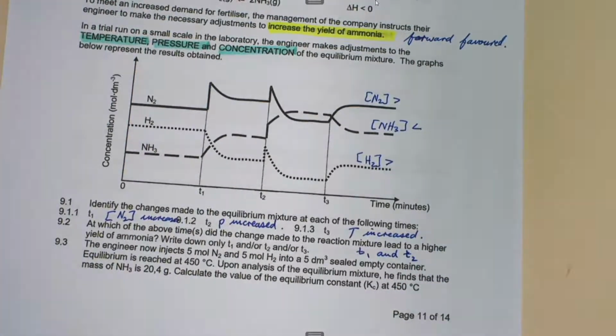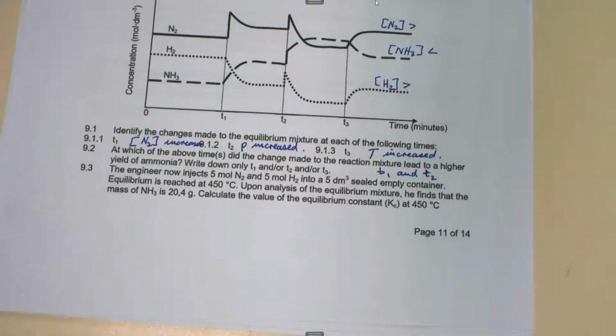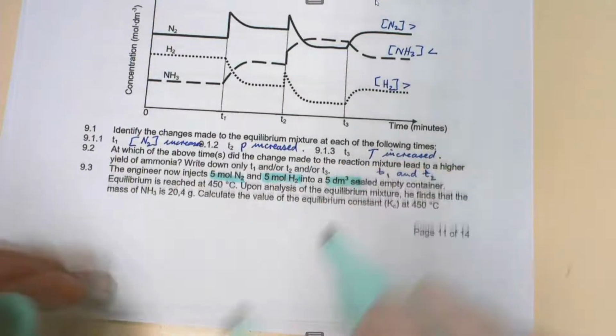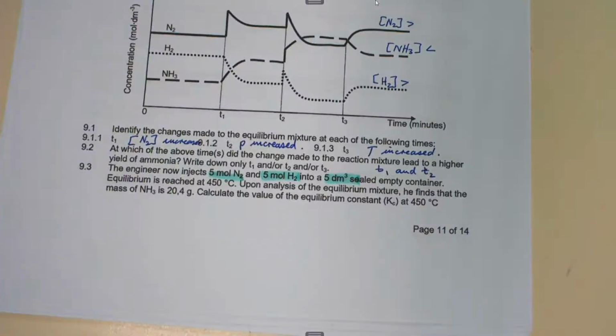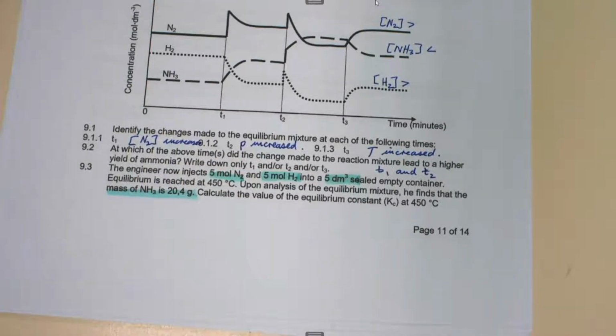And now, you will almost always get this question. It's a CAPS question. They say the engineer now injects 5 moles of N2 and 5 moles of H2 into a 5 cubic decimeter sealed container. So there is my initial number of moles. There is my volume of my container. Equilibrium is reached, and upon analysis of the equilibrium mixture, he finds that the mass of NH3 is 20.4 grams. Now they ask you to calculate the value of the equilibrium constant.